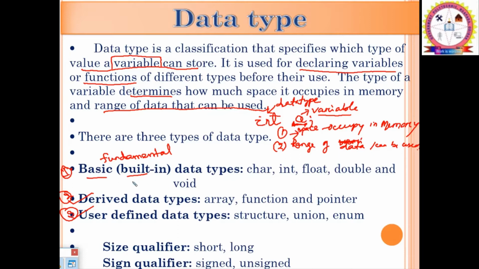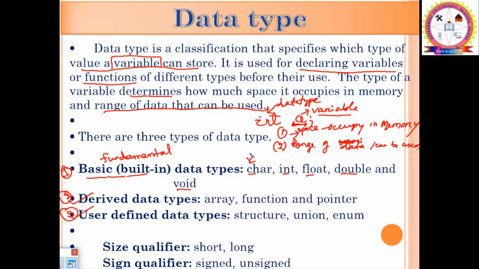Which are coming under basic data types? First one is char, int, float, double, and void. These five are coming under basic data types, and these are keywords. This is what I have studied: char, int, float, double. These are in keyword form.